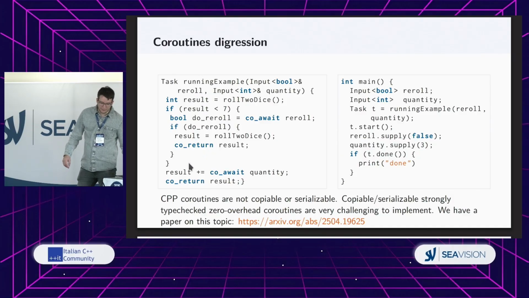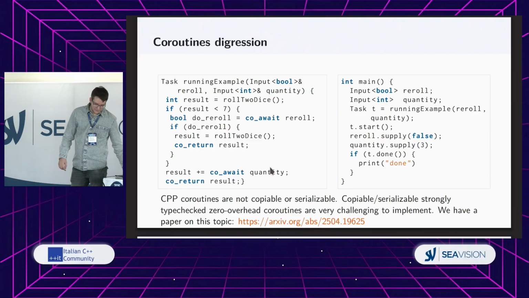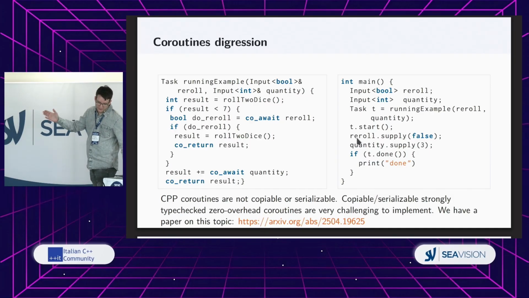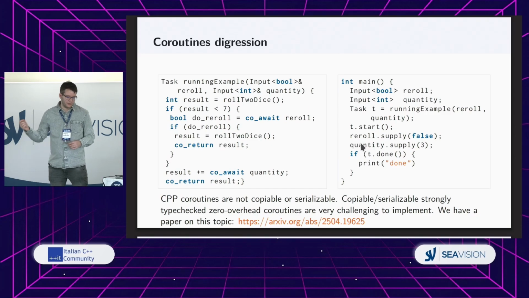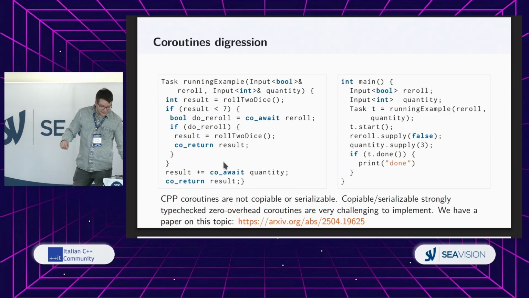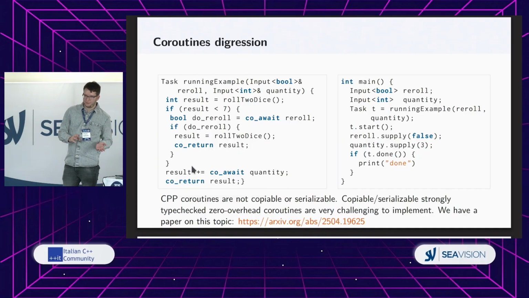You do result += co_await on quantity. You stop the execution of the coroutine. You go back to reroll.supply, which is now terminated. You perform quantity.supply. You pass free to quantity. Quantity passes it back to co_await, and the result is += free. This is what we wanted, right? We have not performed the cluster write.